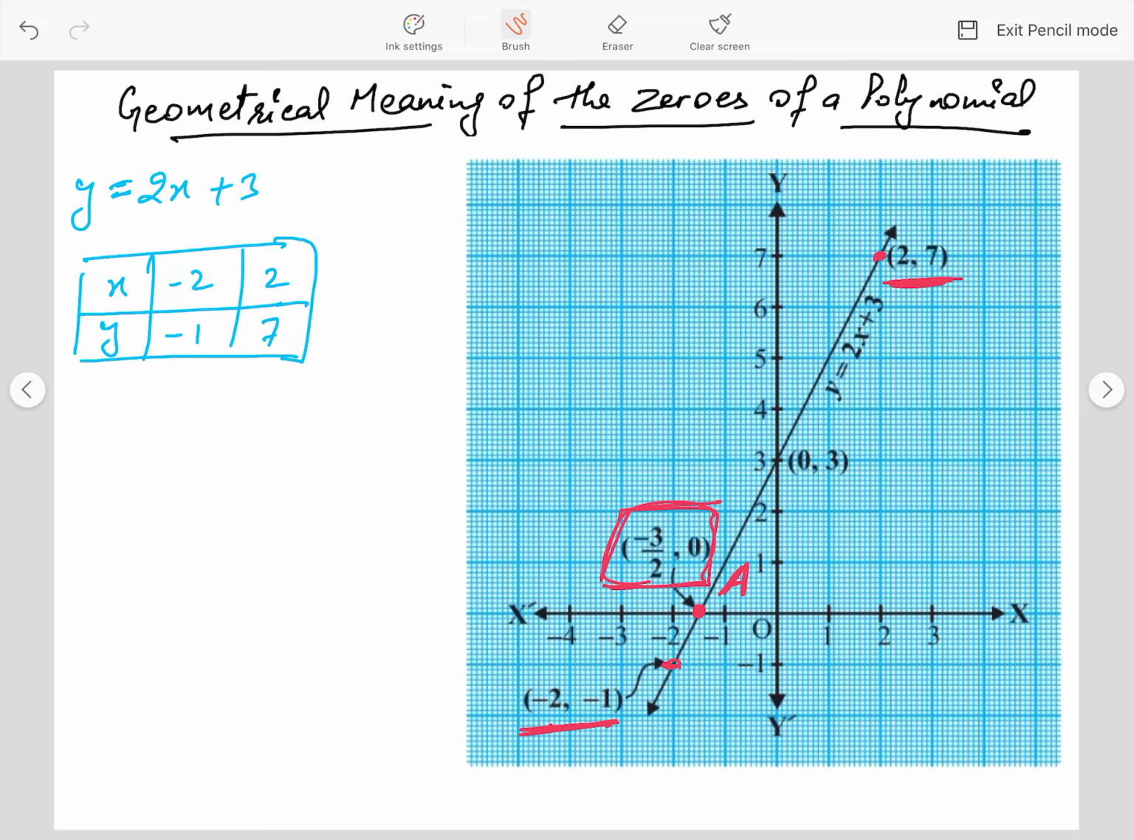So this point on the x-axis is -3/2. At this point the value of y is 0. This will be the only point where, when we put the value of x as -3/2, we get it equal to 0. So this will be the zero of the polynomial. So -3/2 will be the zero of the polynomial.